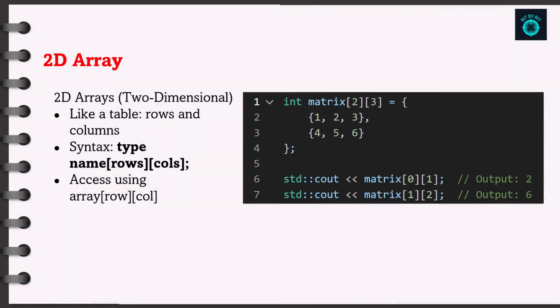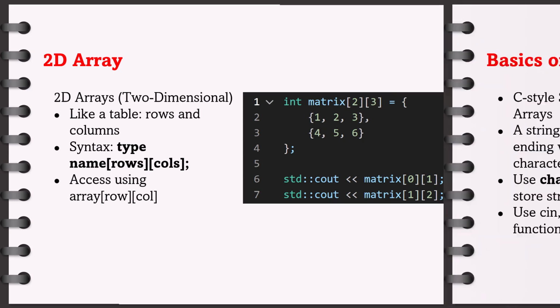Two-dimensional array. A two-dimensional array works like a table with rows and columns. You define it using 2 sets of square brackets, one for rows and one for columns. In this example, matrix has 2 rows and 3 columns. To access the value in the first row and second column, we write matrix[0][1]. It gives us the number 2. matrix[1][2] gives us 6.